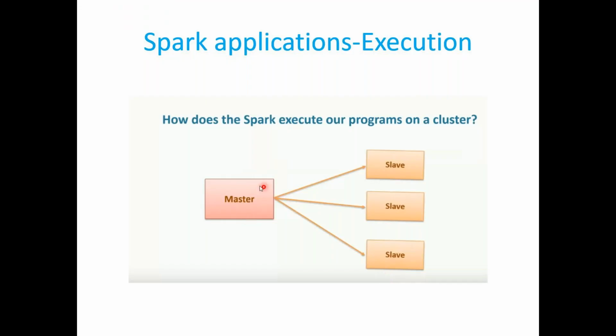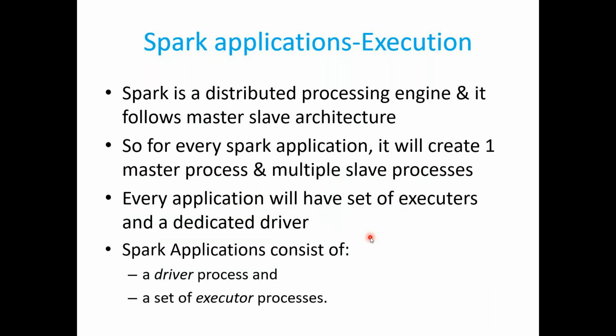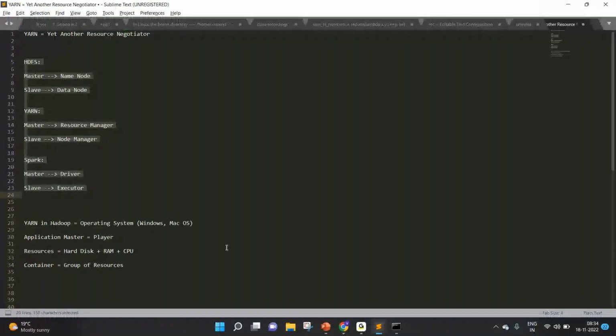Have a look here. We have a master and then a bunch of slaves. The driver is going to act as master, and a bunch of executors are going to act as slaves. Now Spark is a distributed processing engine. It again follows the master slave architecture. So every Spark application will create one master process and multiple slave processes. Remember one interesting thing: the data processing won't happen on the driver. Data processing is not done by the driver. Data processing is taken care of by the executor.